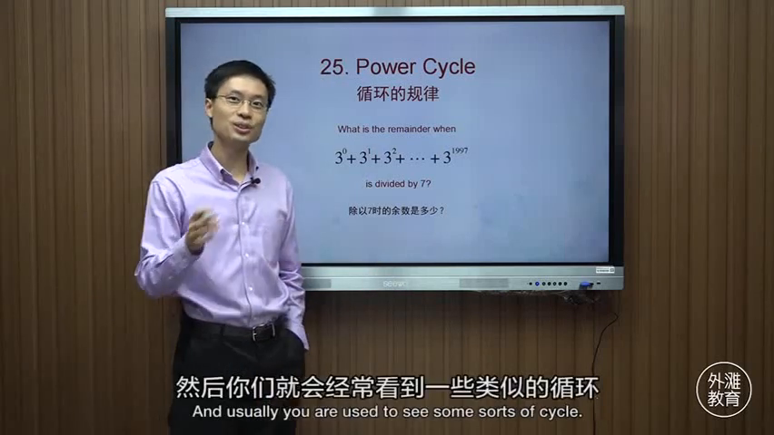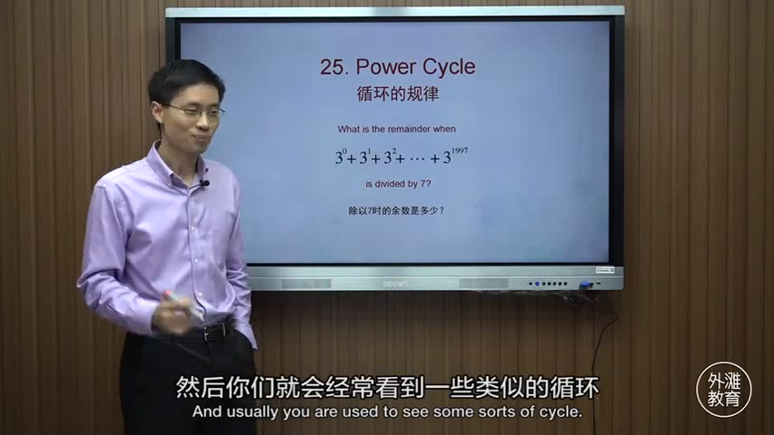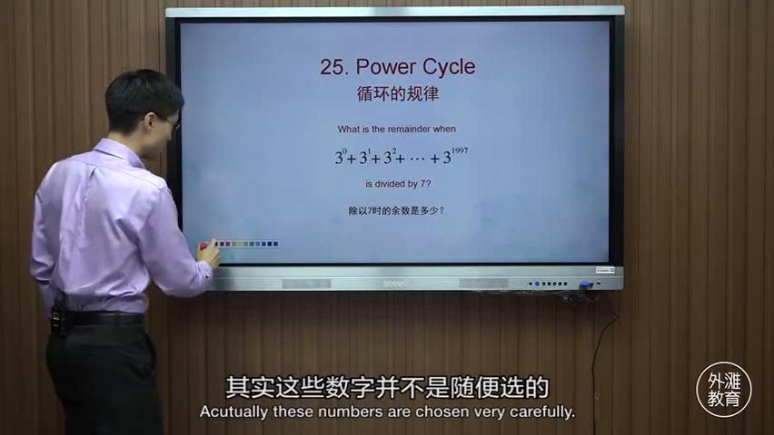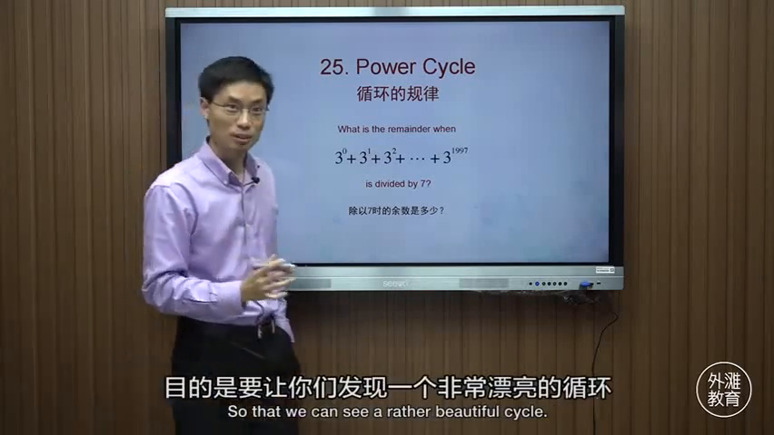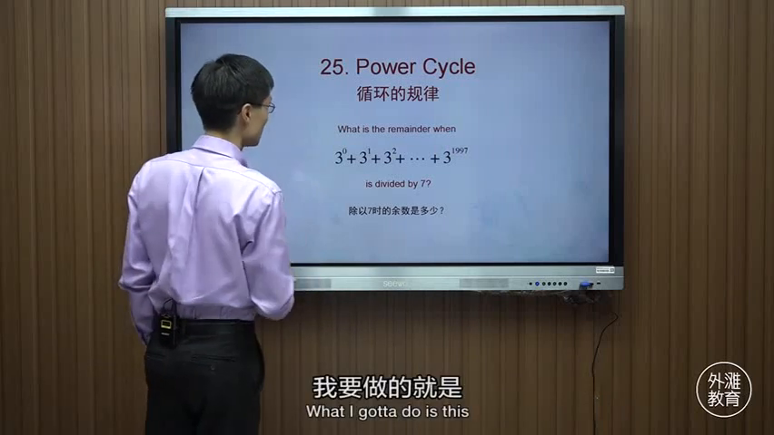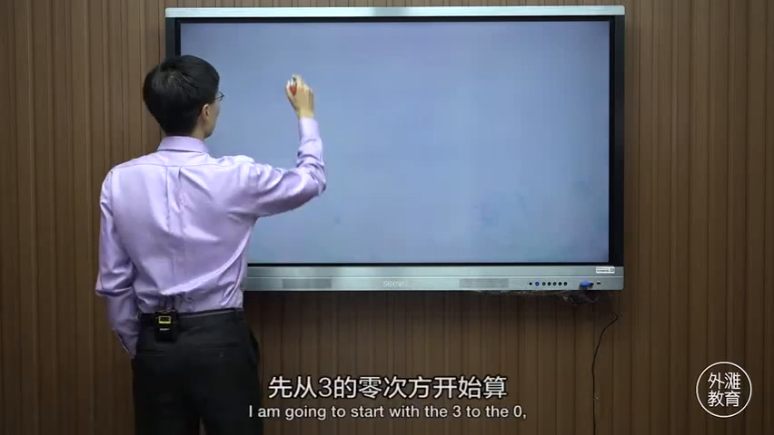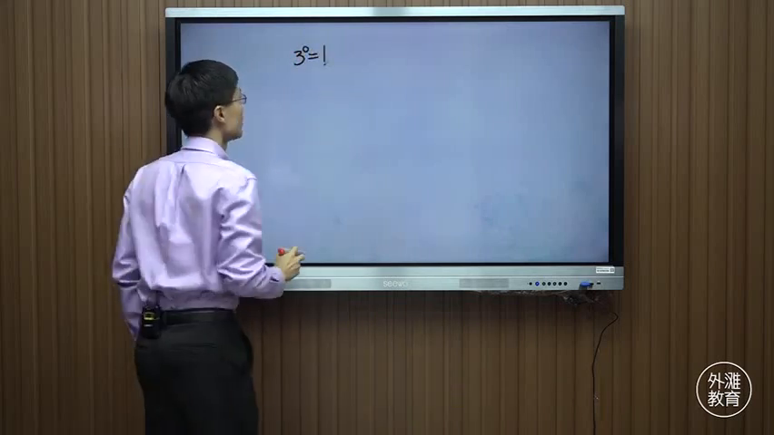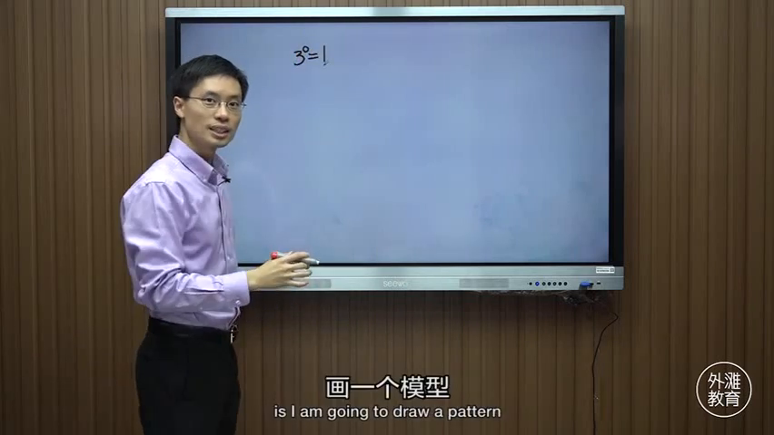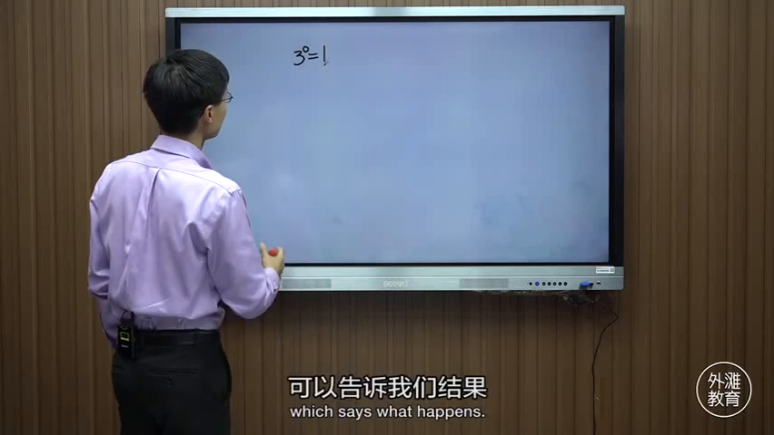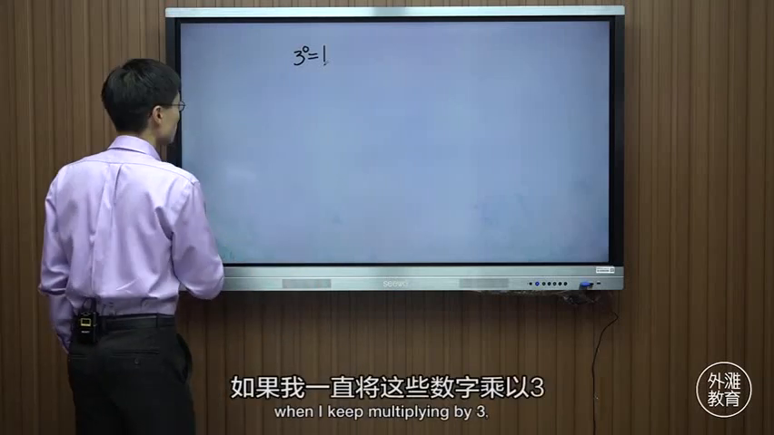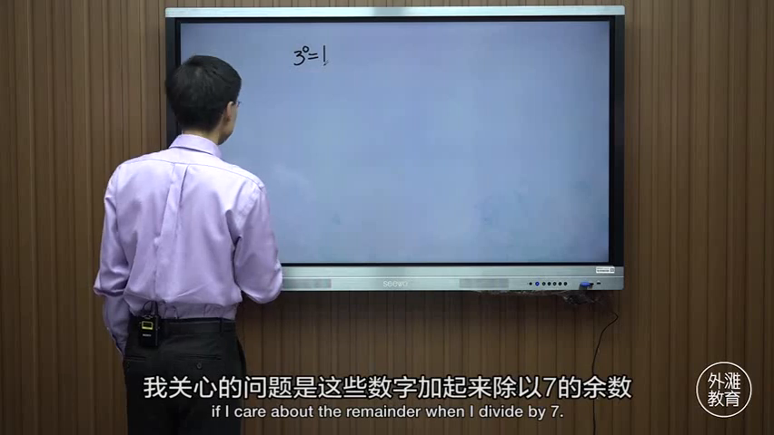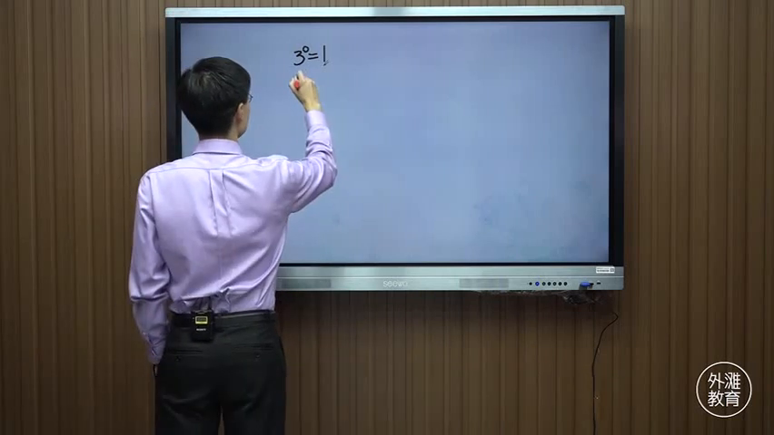And usually you are used to seeing some sort of a cycle. Actually, these numbers are chosen very carefully so that we can see a rather beautiful cycle. What I'm going to do is this. I'm going to start with 3 to the 0, which is 1. And now I'm going to draw a pattern which says what happens when I keep multiplying by 3 if I care about the remainder when I divide by 7.